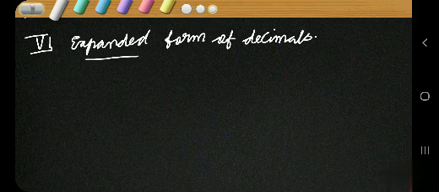Okay, yes. So have you marked the place value chart as Roman number 5? Please mark the place value chart as Roman number 5 and write down Roman number 6. Expanded form of decimals. Expanded form of decimals. Okay.